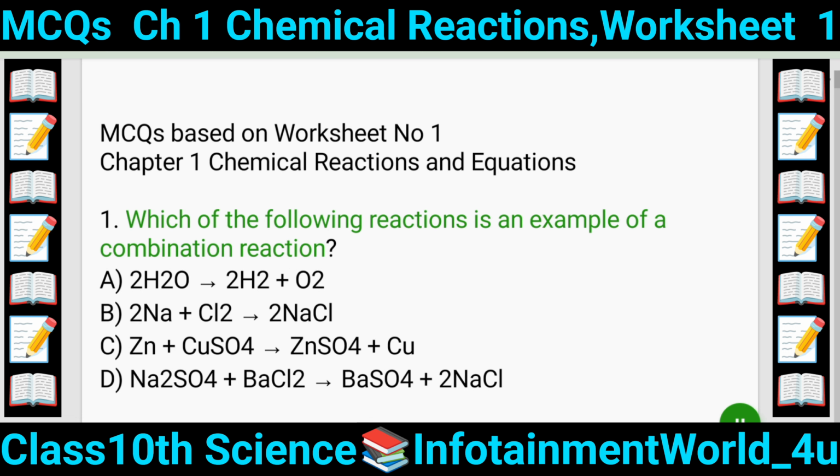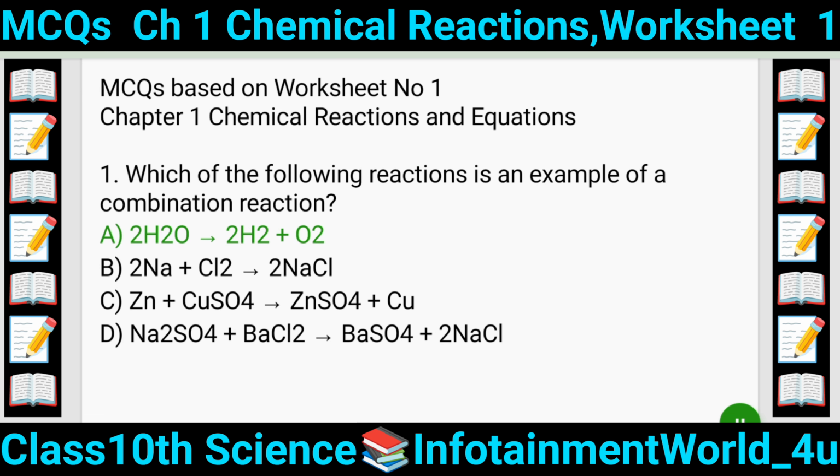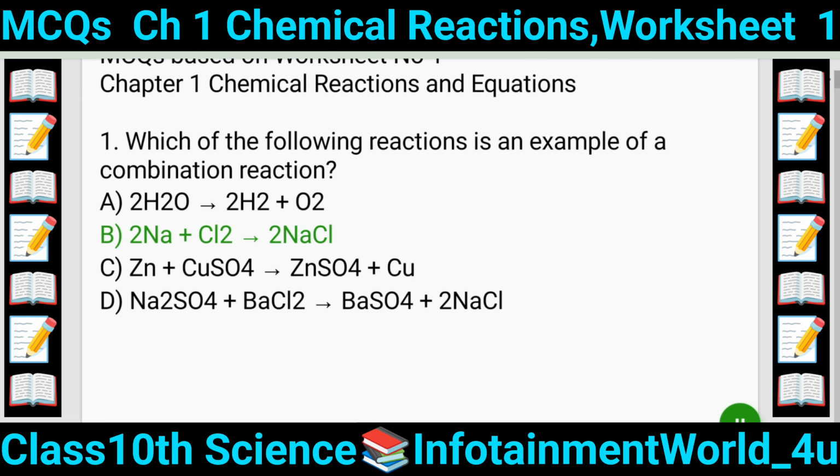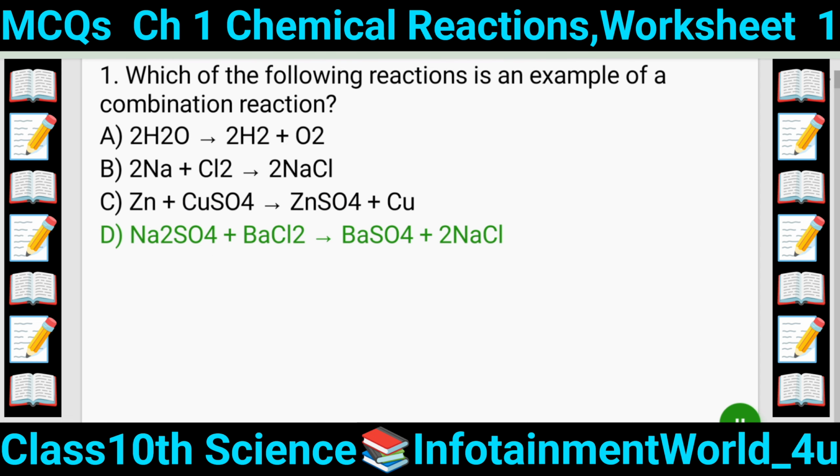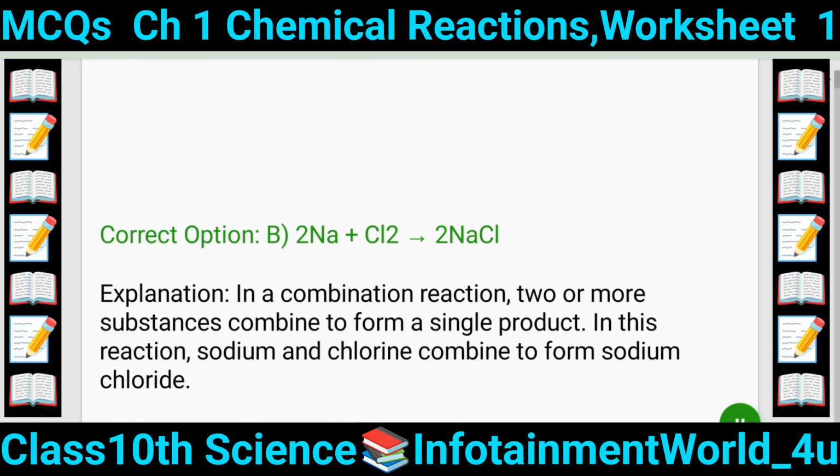1. Which of the following reactions is an example of a combination reaction? A. 2H2O → 2H2 + O2. B. 2Na + Cl2 → 2NaCl. C. Zn + CuSO4 → ZnSO4 + Cu. D. Na2SO4 + BaCl2 → BaSO4 + 2NaCl. Correct option B. 2Na + Cl2 → 2NaCl.